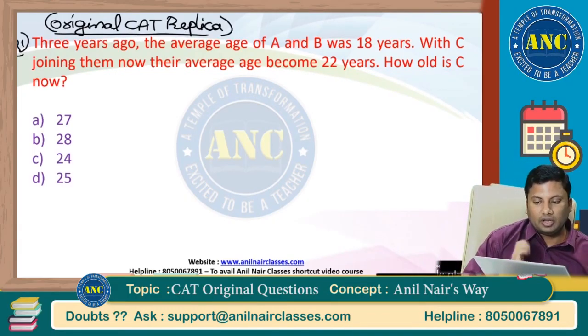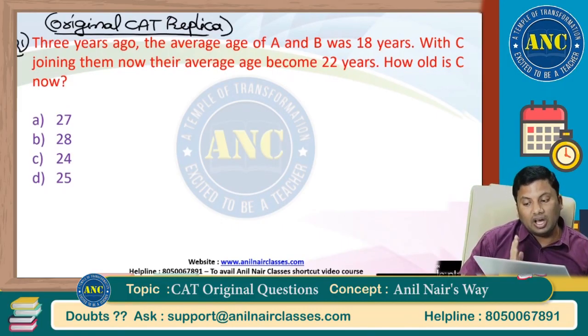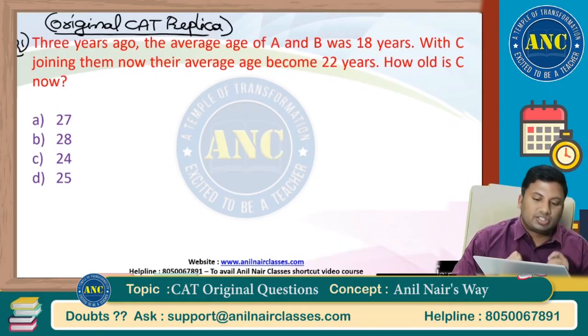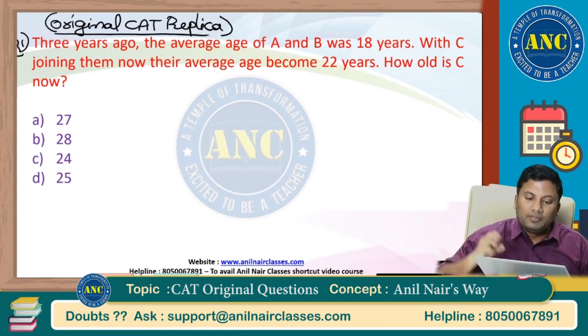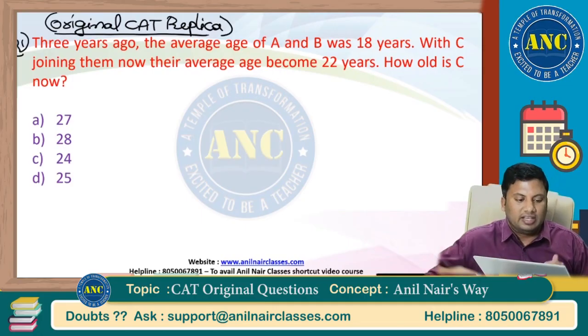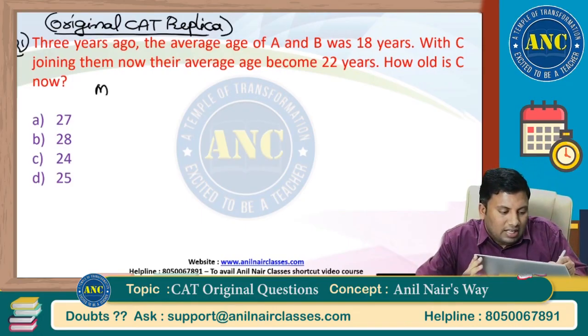3 years ago, the average age of A and B was 18 years. With C joining right now, the average age becomes 22 years. How old is C right now? What is traditional method 1? Method 1 is a traditional method.